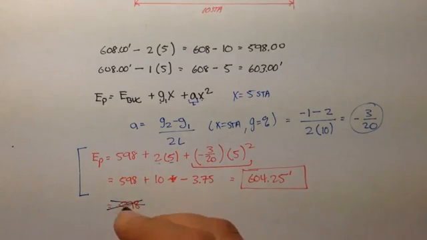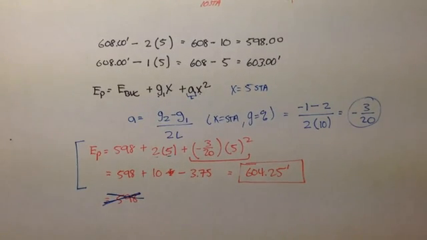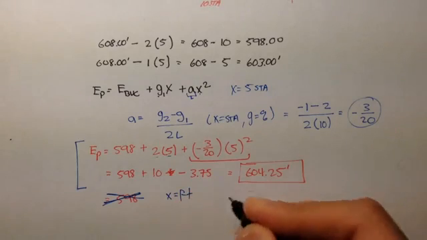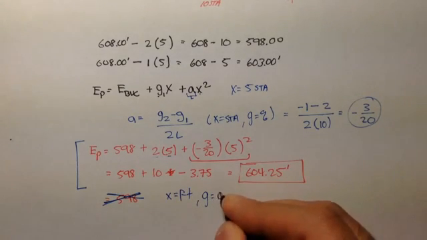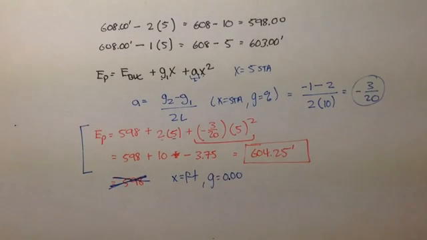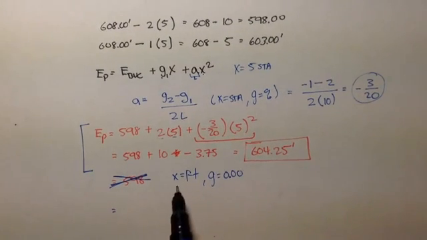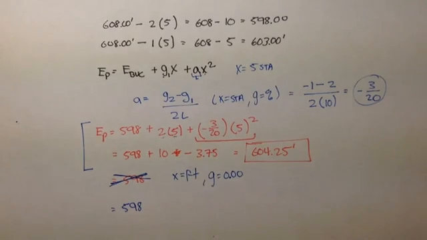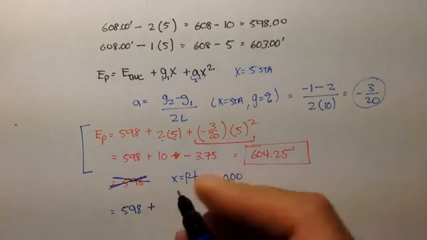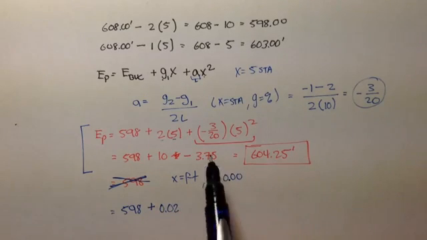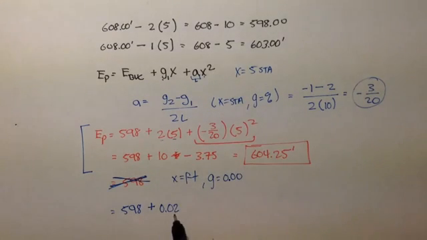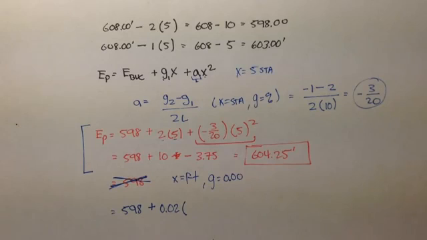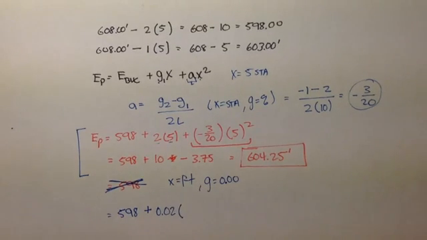Let's say, let me erase this or cross it out. Let's say we wanted X in feet and we wanted the grade in decimal, right? So let's plug it in as X is in feet, and the grade is in decimal form. We still have the 598. That doesn't change. That's your elevation. Plus 0.02, right? 2% divided by 100 gives you 0.02. That's its decimal form. And then remember, X from stations to feet, you would simply multiply X by 100.